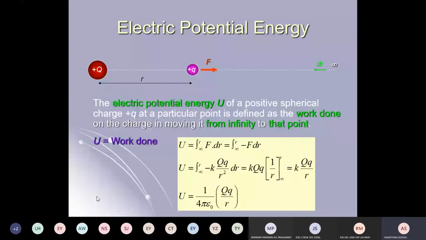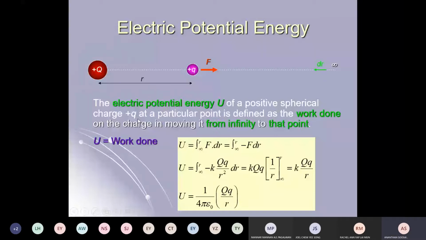Okay, today's lesson is going to be a little tricky. We're going to talk about electric potential energy. So what is electric potential energy? Recall, I already told you earlier, electric potential energy is the same as gravitational potential energy. It is energy, and we put a symbol U.